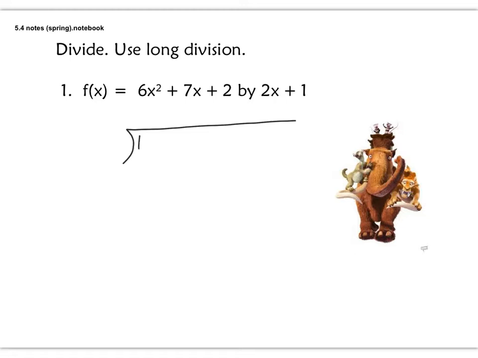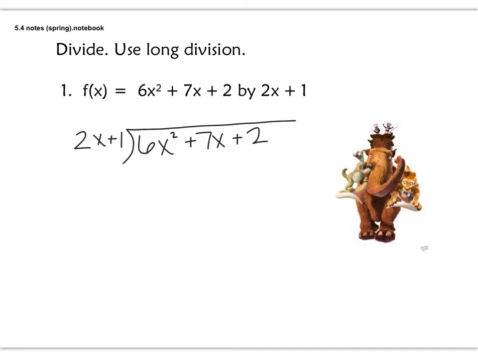All right, so we have 6x squared plus 7x plus 2 divided by 2x plus 1. Now this is where things get a little bit different, so hang with me. I'm going to go kind of slow through this. And again, you can always pause or rewind and re-listen to what I just said, okay?